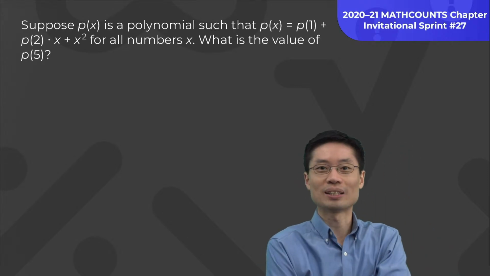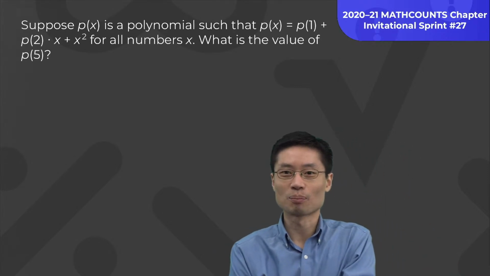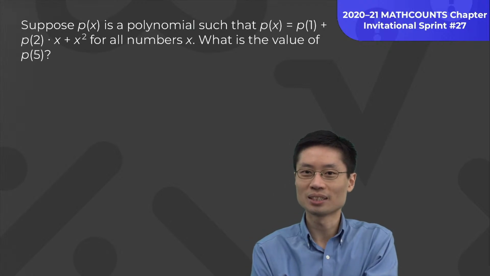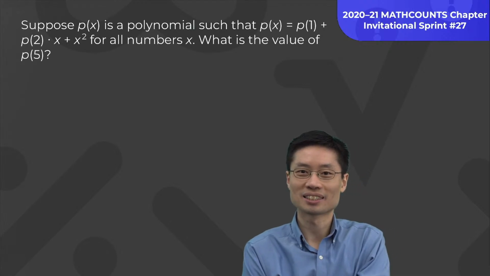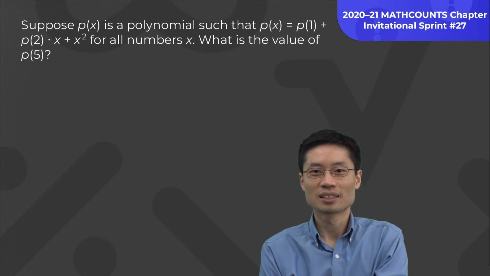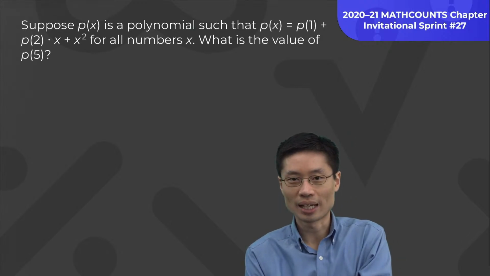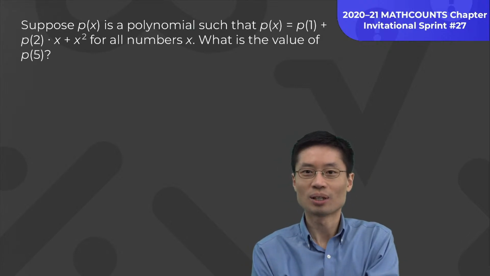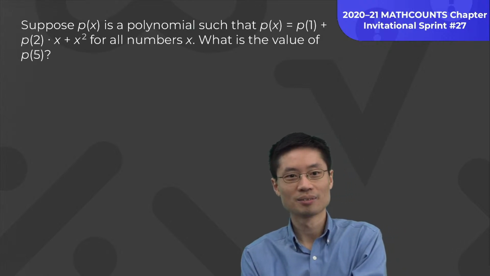Next, question 27. Suppose p of x is a polynomial. Middle school students have learned about polynomials? Wow, you guys are so smart these days. Okay, such that p of x equals p of 1 plus p of 2 times x plus x squared for all numbers x. What is the value of p of 5?